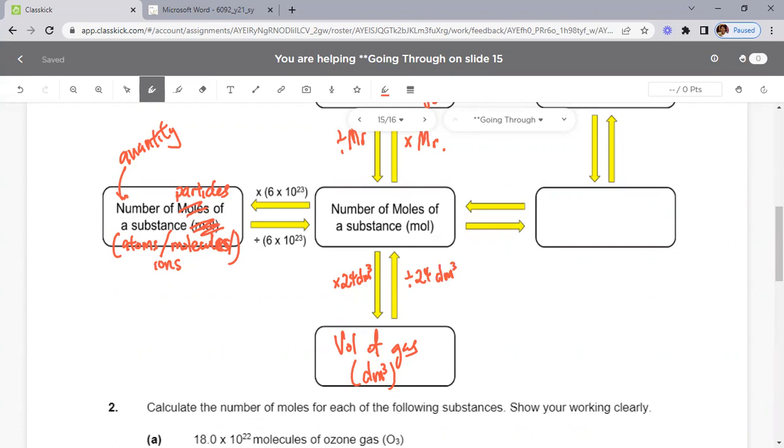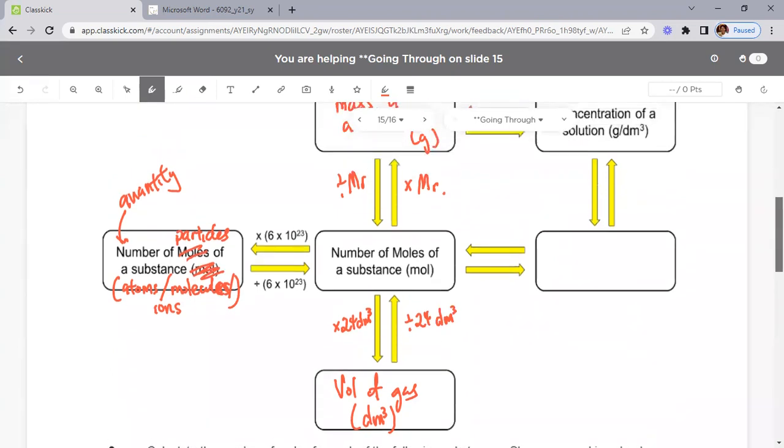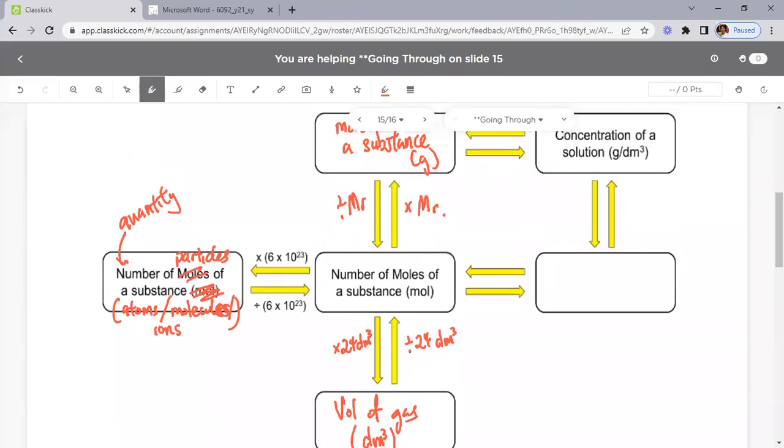Can you draw one on the right-hand side? The answer is no, because you have volume of gas here, you cannot convert it to concentration. So at the bottom is volume of gas. On the right-hand side here, number of moles.